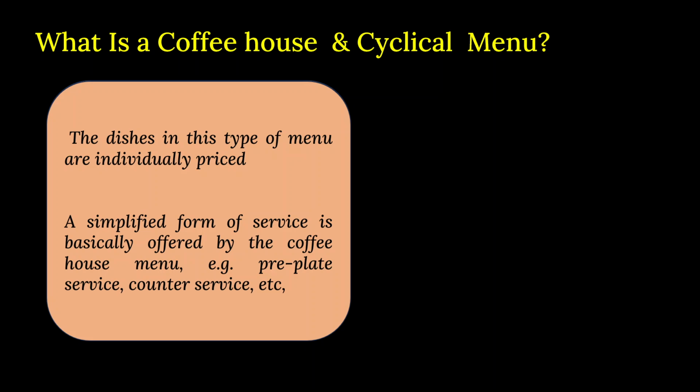The dishes in this type of menu are individually priced. That is the variation. You remember, in the table d'hote menu all the dishes are individually priced, but with only limited choice. A simplified form of service is basically offered by the coffee house menu, for example, pre-plate service, counter service, etc. First you purchase the food against a token, then show the token at the counter, and the people will give you the pre-plated food, which is called counter service. Then you come back to your table and consume it. That is the specialty of the coffee house menu style and service style.